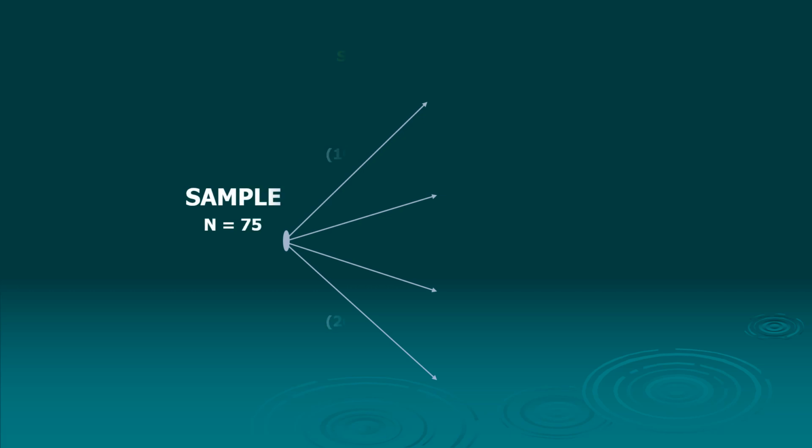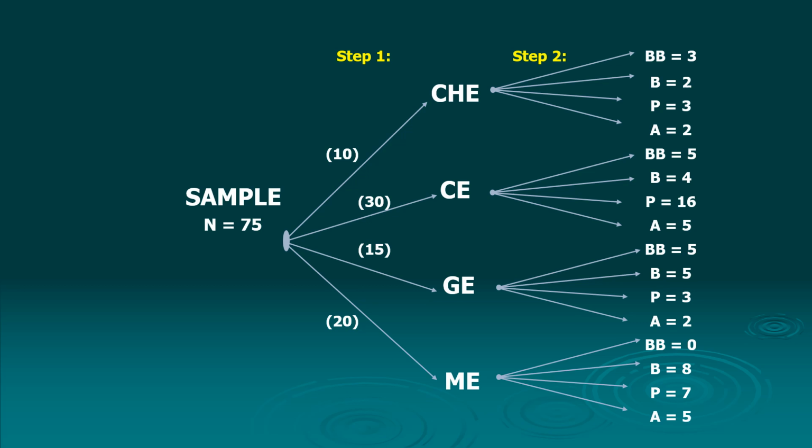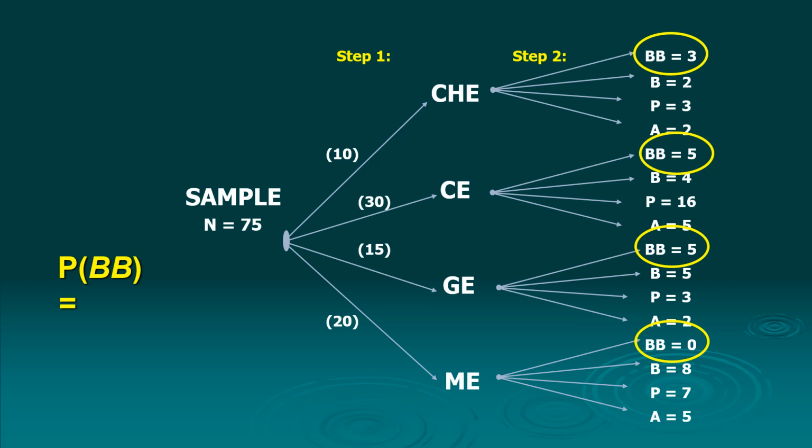Compute for the probability of selecting a student with below basic performance level, P of BB. We will look into the number of students per course with a BB value. There are 3, 5, 5, and 0. So the probability will be P of BB equals 3 plus 5 plus 5 plus 0 divided by 75, and that is 13 over 75, or equivalent to 0.173.